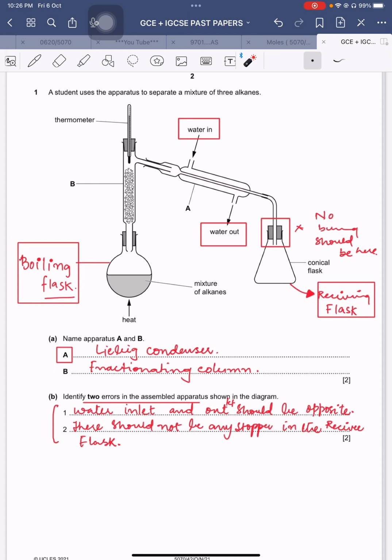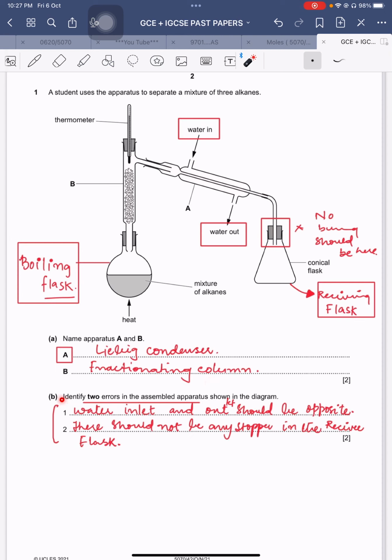Let's solve the questions. There is question number A. Name apparatus A and B. A is called a Liebig condenser. You may write condenser as well. Condenser is an apparatus which is used to shift the vapors of a substance back into the liquid state. Then is the B. What is B? It is called a fractionating column.